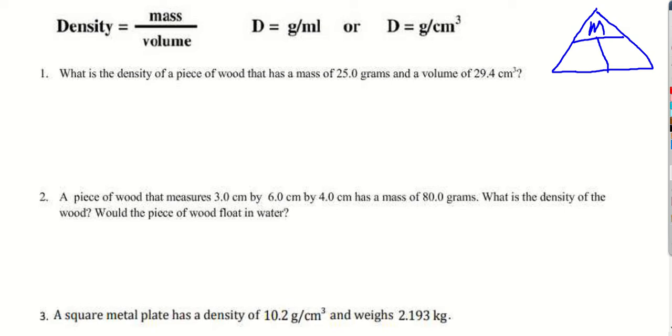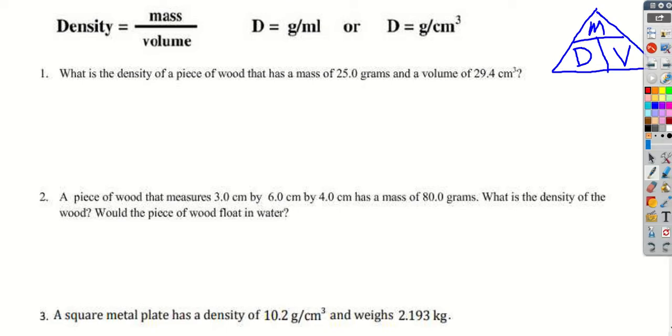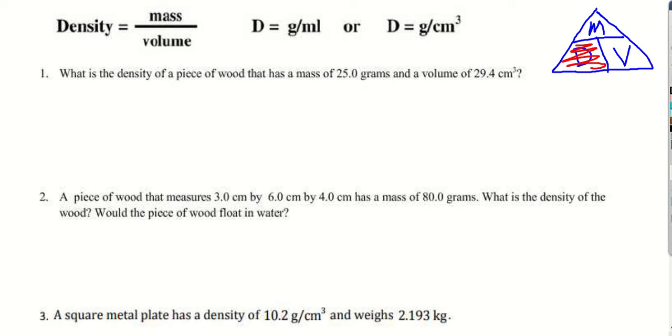Sometimes we might call this the weight. We kind of interchange those. The density on the bottom left, and then the volume on the right. So if we're looking for the mass, we're going to do density times volume here. If I'm looking for the density, I'm going to cover that up, and I'm going to do mass divided by volume. And if I'm looking for the volume, then I'm going to do the mass divided by the density. All right, so you're just going to use this to figure out which one you're going to be working with.